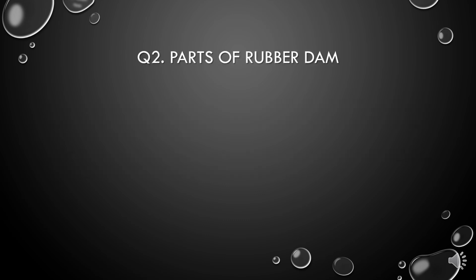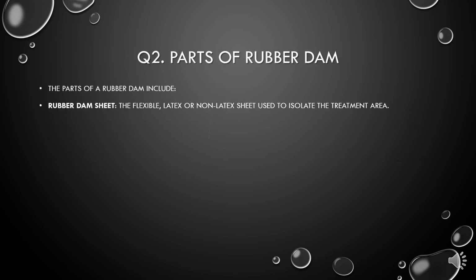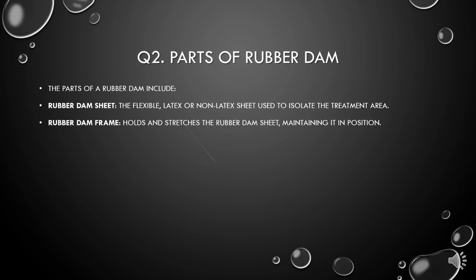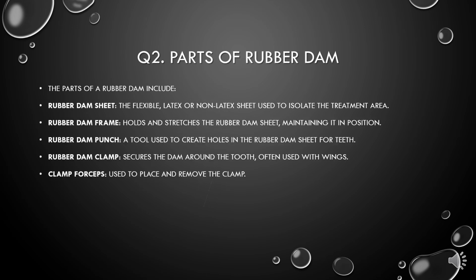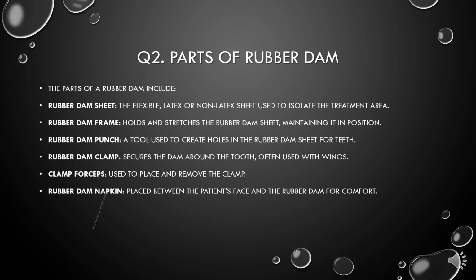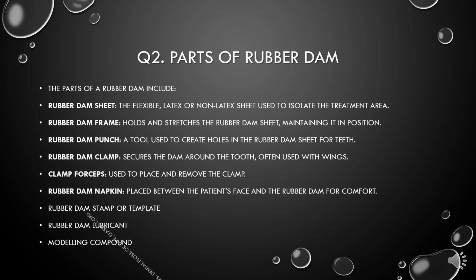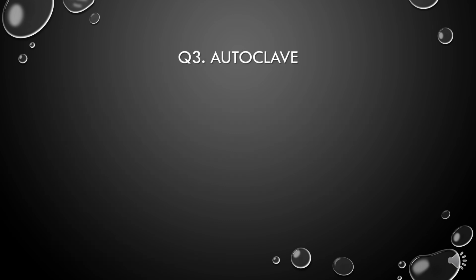Question number 2 is parts of rubber dam. The parts of rubber dam include rubber dam sheet, rubber dam frame, rubber dam punch, rubber dam clamp, clamp forceps, rubber dam napkin, rubber dam stamp, rubber dam lubricant, modeling compound, and other retainers such as dental floss or tape or an elastic cord.